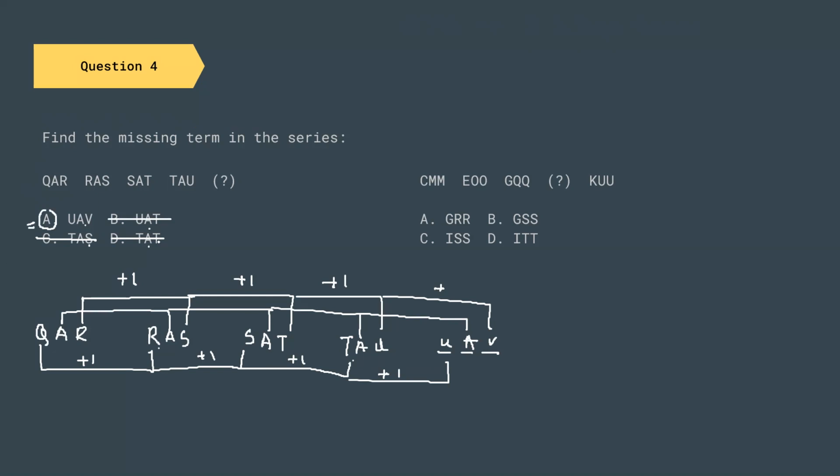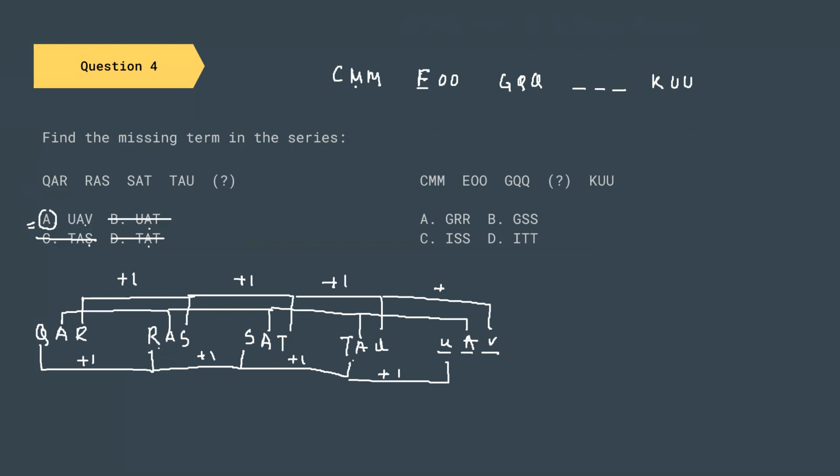So I hope this question was clear to you. Now let us go to the next question. The pattern given is CMM as the first word, EOO as the second word, GQQ as the third word. We have to find the fourth word, and the fifth word is KUU. Again, as the rest of the pattern are three-letter words, we can imagine that the fourth word will also be a three-letter word.